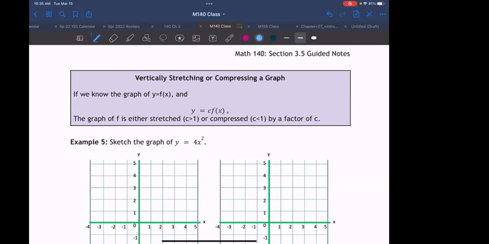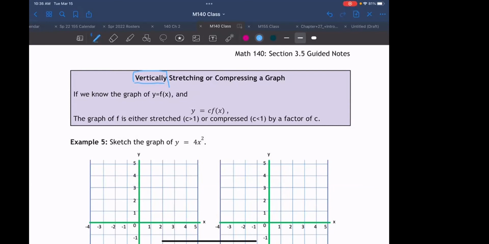So there's actually more types of stretches and compressions than just vertical. There's actually horizontal ones, but I don't really see horizontal stretches and compressions much, even in calculus problems and stuff. So we're just going to focus on the vertical stretch and compression, okay? Vertically stretching and compressing a graph is what we're going to focus on here.